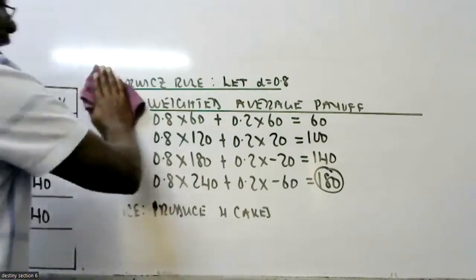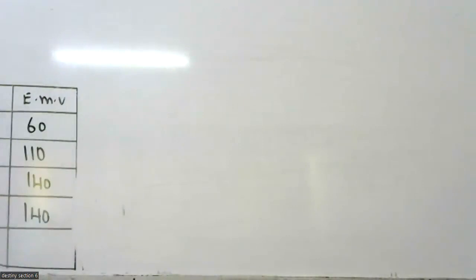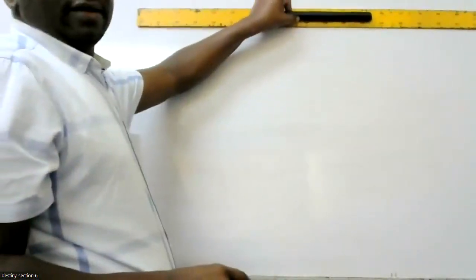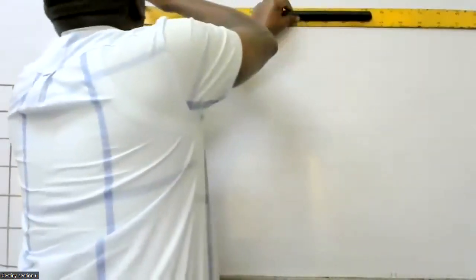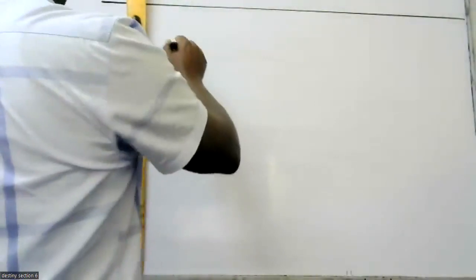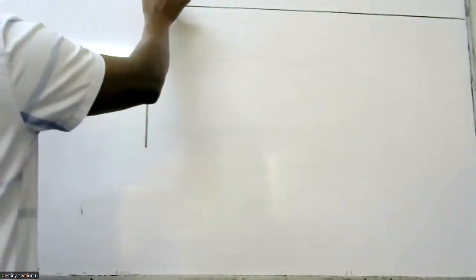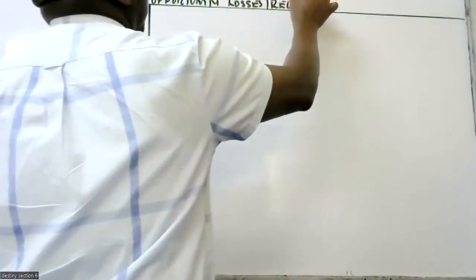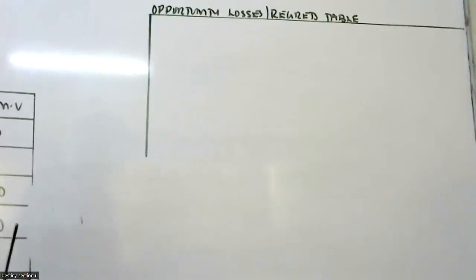The next one, before you do the others, you need to prepare a table we call opportunity losses. Some people call it regrets table. The opportunity losses or regrets table.